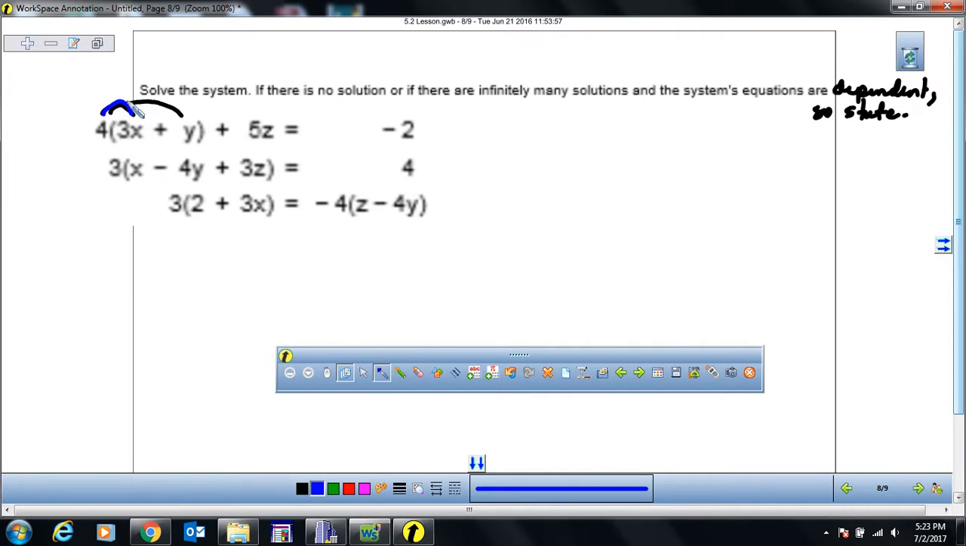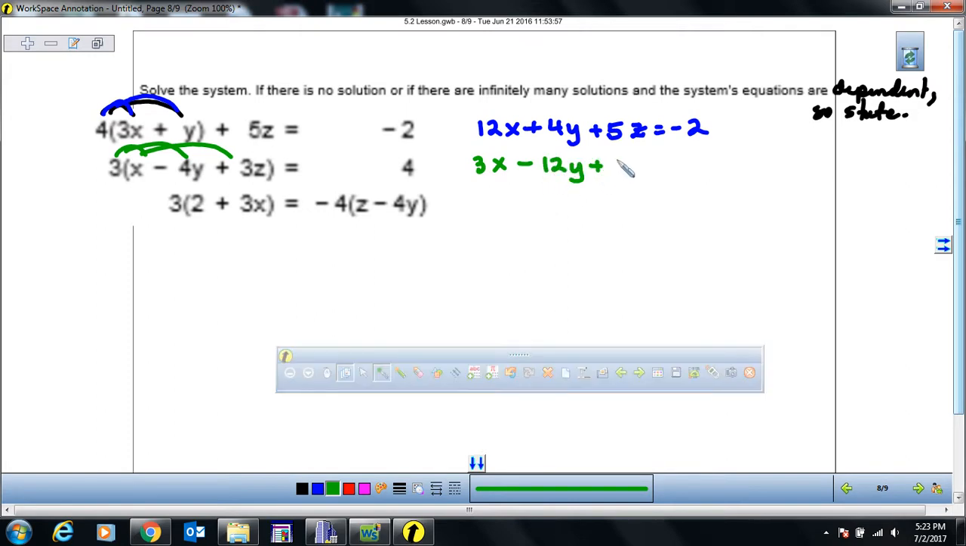If I distribute this one, that's going to give us 12x plus 4y, and then we have a plus 5z right there equals negative 2. And that is already fixed. You see it's already in the standard form, right? Now, the second equation, distribute the 3 times all of these, and that gives you 3x minus 12y plus 9z equals 2. Then you have a 4 on the other side.